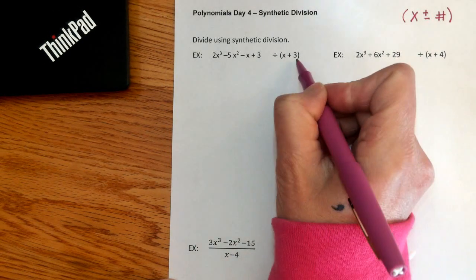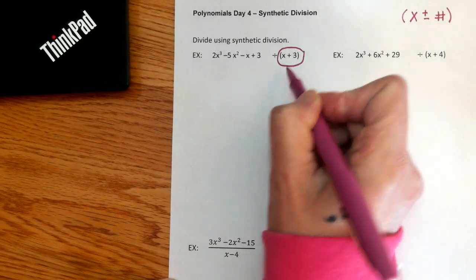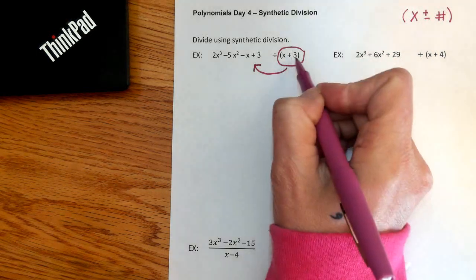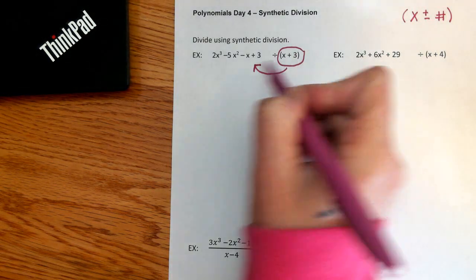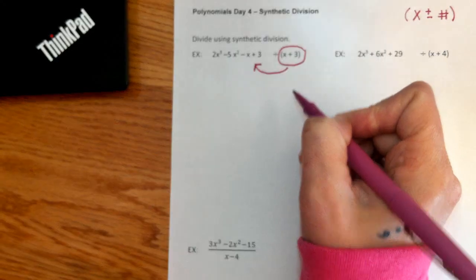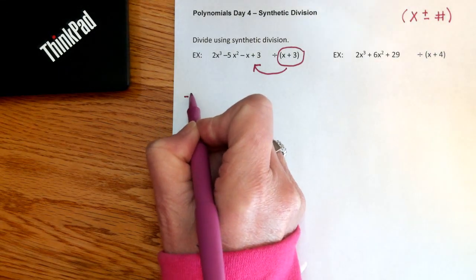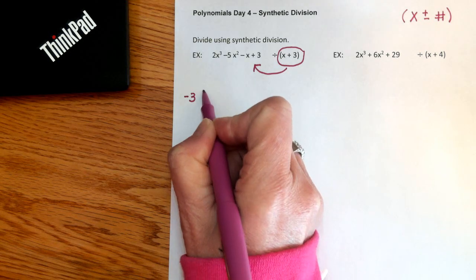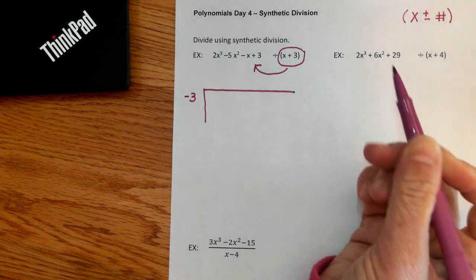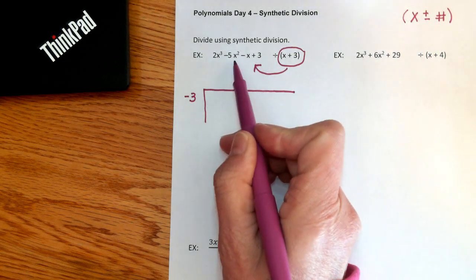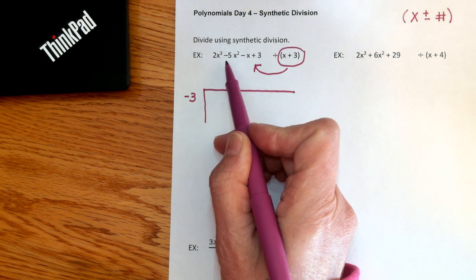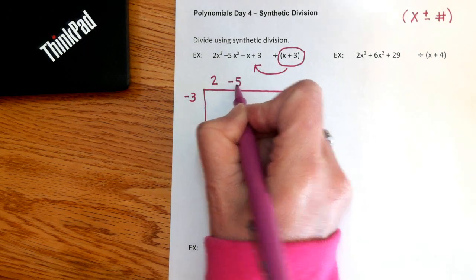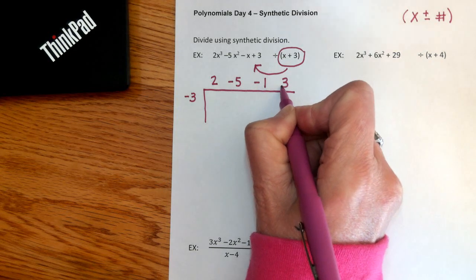With synthetic division, this is what you are dividing into that. So you first find the root of that. And basically, x plus 3 equals 0 means x is going to equal negative 3. And you make this little box. You then go up to what you're dividing into, and you take the coefficients of every term. So I go 2, negative 5, negative 1, and the constant.